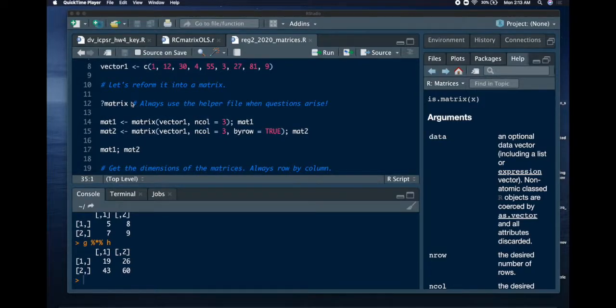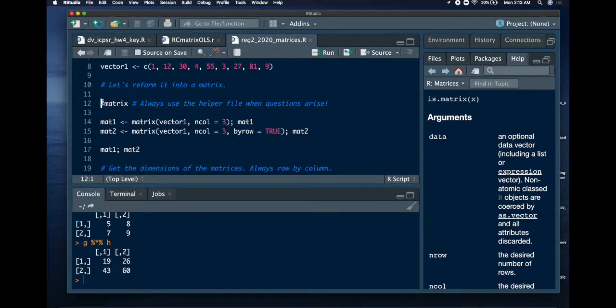You can always look at a function if you don't know what it is or what its arguments are or what it does by using the helper, which is the question mark, and then you put the function immediately next to the question mark with no parentheses, and you will see the helper function, and it will show you all the things that you would want to know about it, its arguments, and a couple of examples at the end.